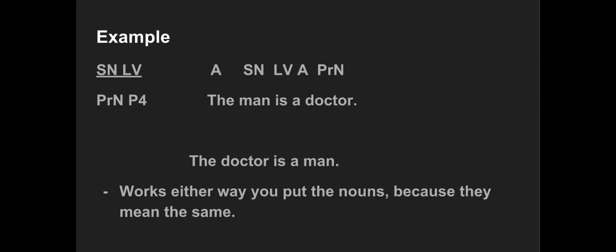Now, what I was saying about the flipping around, I could also say this sentence as the doctor is a man. The meaning of this sentence does not change if I flip the subject and the predicate noun. So it works either way. Now it's your turn. Copy and label the following sentence. The big dog is a Bernese. Bring your labeled sentence to class.